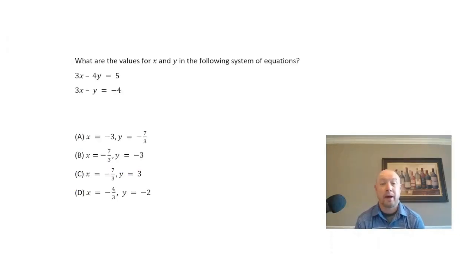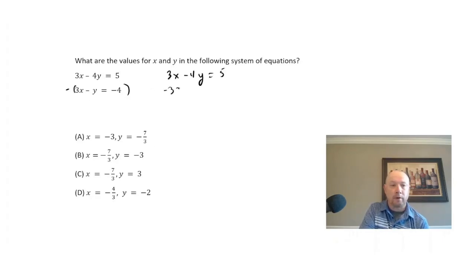What are the values for x and y in the following system of equations? 3x minus 4y equals 5, 3x minus y equals negative 4. In this one, I'm going to wind up using the elimination method. So I'm going to multiply the bottom equation by negative 1. The top equation would remain the same, and I would get negative 3x plus y equals 4. And you could also just subtract the equations, the same thing, adding the opposites. So 3x minus 3x is 0. Negative 4y plus y is negative 3y. 5 plus 4 is 9. So I get negative 3y equals 9.